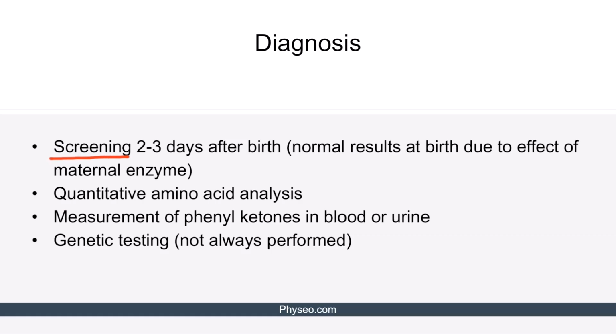Screening for phenylketonuria occurs 2 to 3 days after birth, but not immediately. The reason is that maternal enzyme breaks down phenylalanine during fetal life. Therefore, phenylketonuria screening test may be false negative on the first day. Quantitative amino acid analysis will show increased phenylalanine and decreased tyrosine. We can also measure phenylketones in the blood or urine. Lastly, genetic testing is available but not always performed.